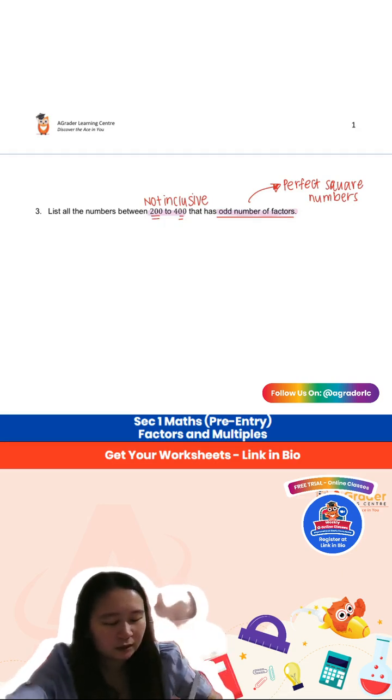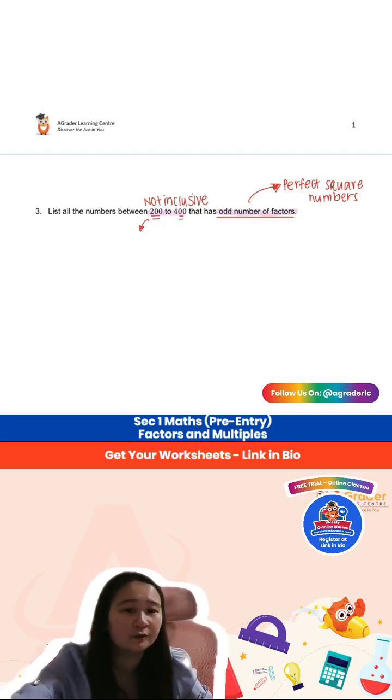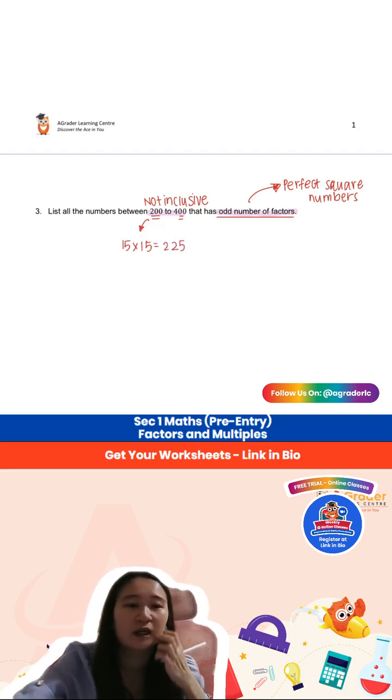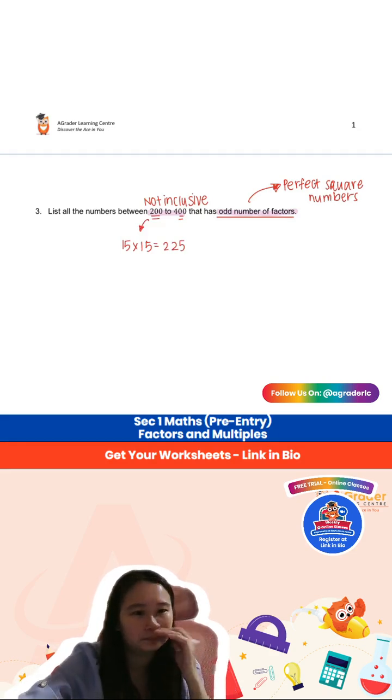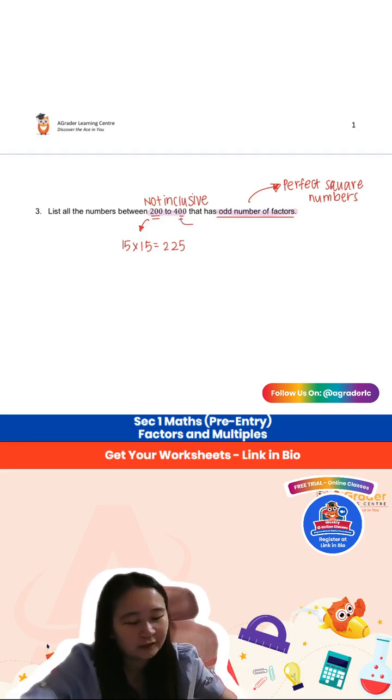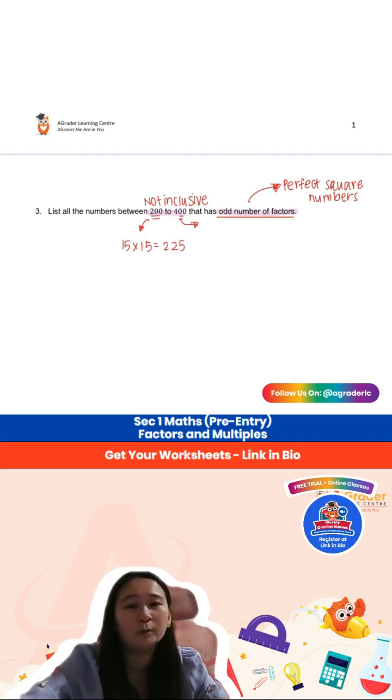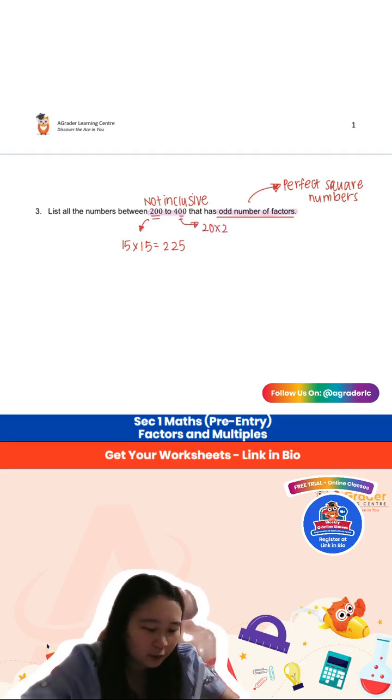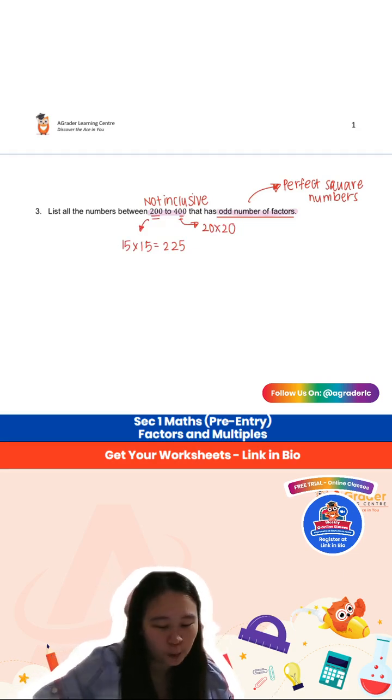225, because you want something that is above 200, right? So the very first one will be 15 times 15, which will give you 225. Yes, correct. So you can see that 400 is a perfect square number also. So it's actually 20 times 20. That gives you 400. But you're not going to include 400. So you just need to stop at 19 times 19.